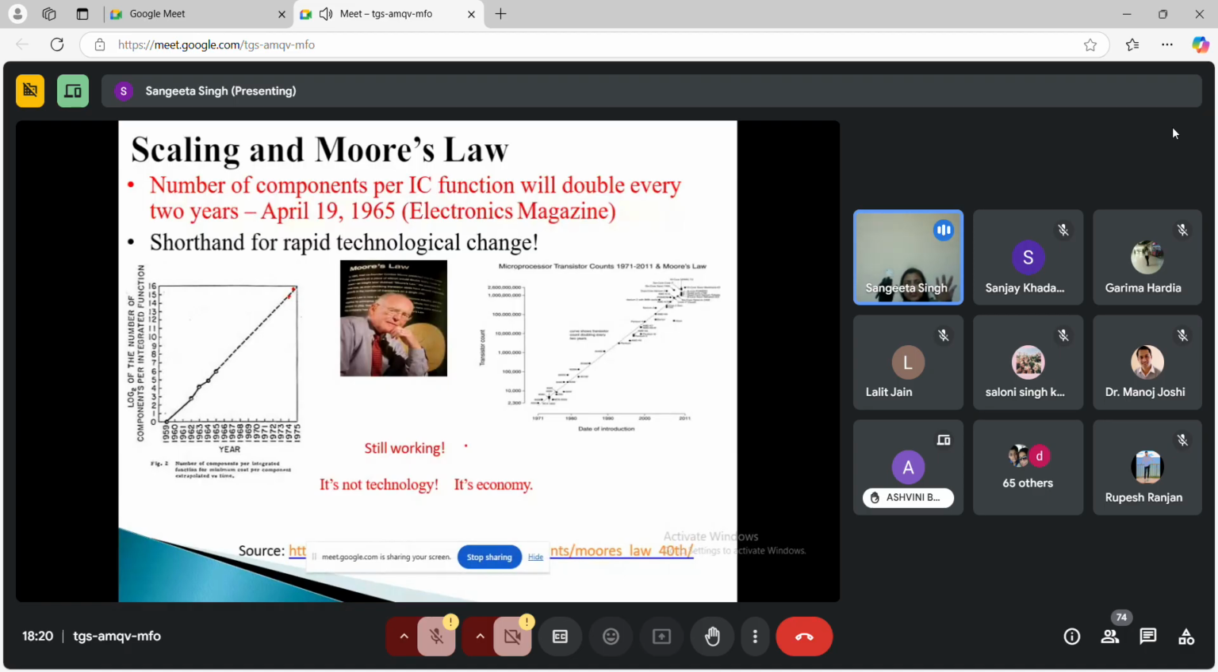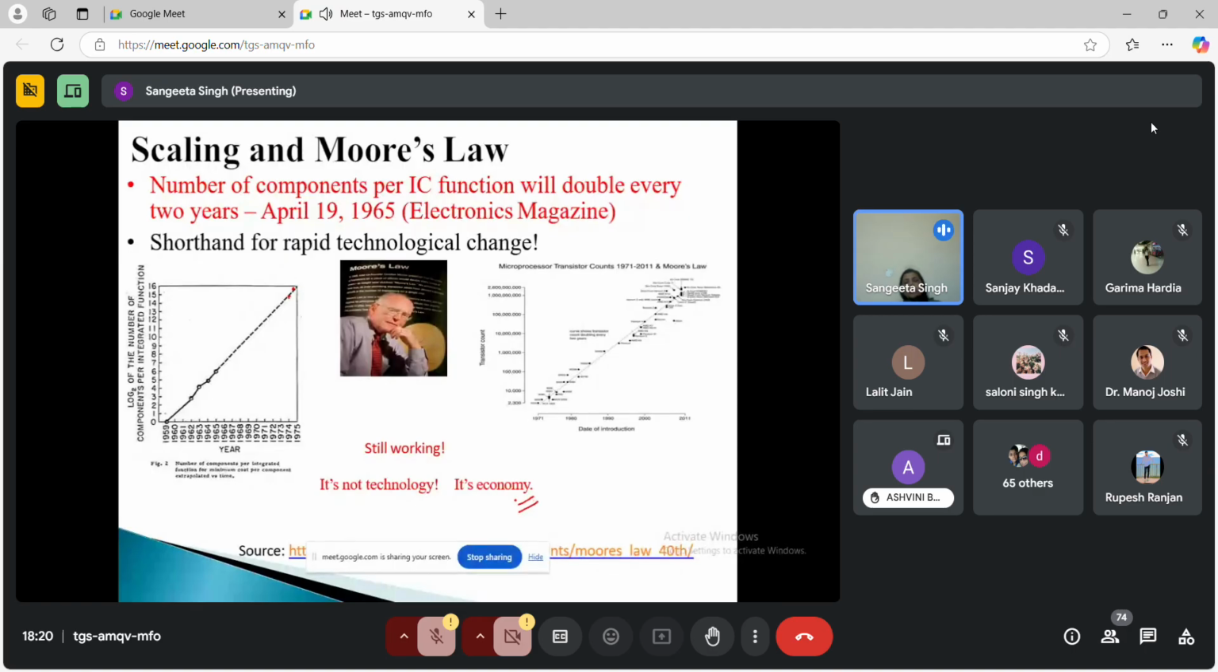But why did we follow this statistical law? Moore's law was not based on any physics. Moore's law was not based on any technology. Then why are we still, I won't say we are still following this scaling or Moore's law, but still it controlled our semiconductor industry for more than 4 to 5 decades, because it was properly backed by the economy.